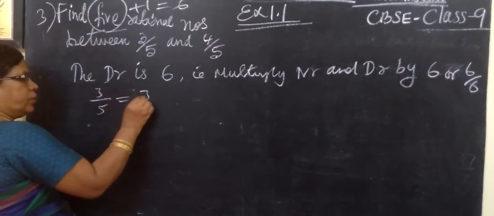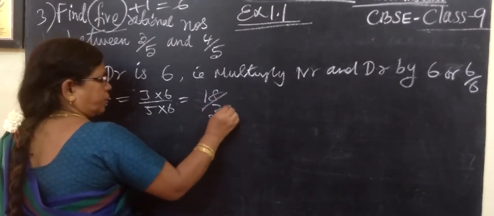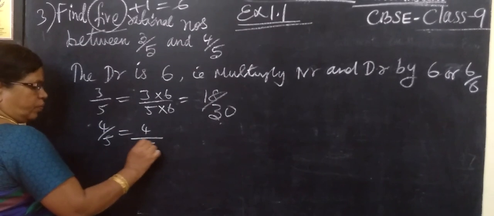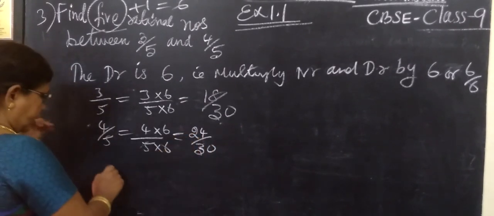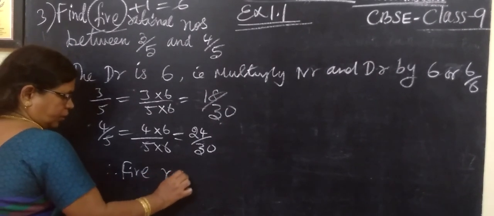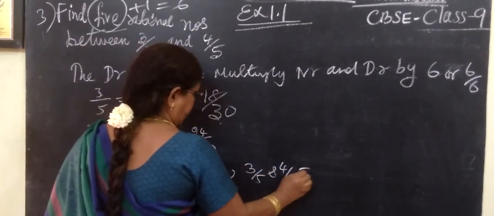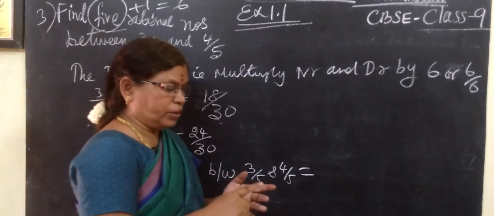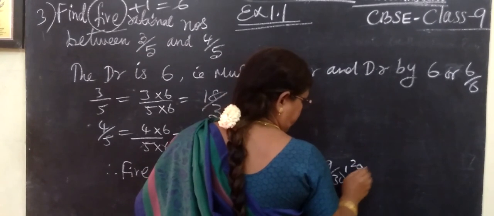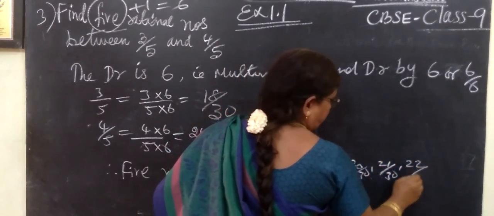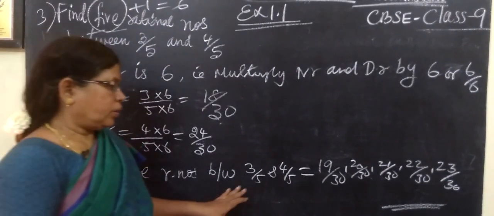3 by 5 equals 3 by 5 into 6 by 6. 6 threes are 18, so 18 by 30. Then the next one, 4 by 5 equals 4 by 5 into 6 by 6, which is 24 by 30, isn't it? Therefore, 5 rational numbers between 3 by 5 and 4 by 5: between 18 and 24 means 19, 20, 21, 22, 23, isn't it? So 19 by 30, 20 by 30, 21 by 30, 22 by 30, then 23 by 30.